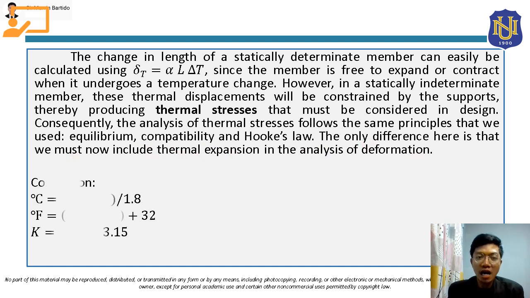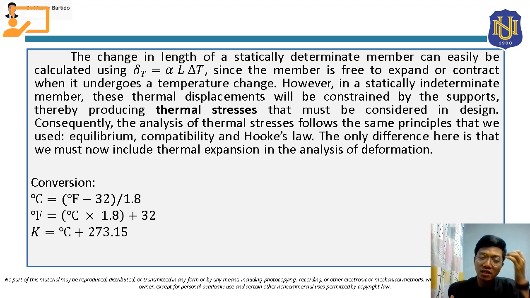Also class, you can take note of this conversion. Let's say the given alpha in the problem is per degree Fahrenheit, and the given temperature is in Celsius. So we should know how to convert these temperatures. These are the conversions from degree Fahrenheit to Celsius, from degree Celsius to Fahrenheit, and from degree Celsius to Kelvin. So we can use this.